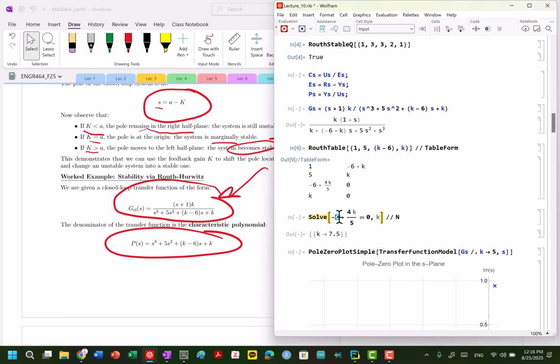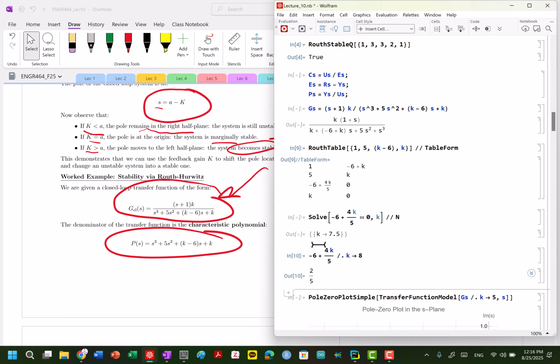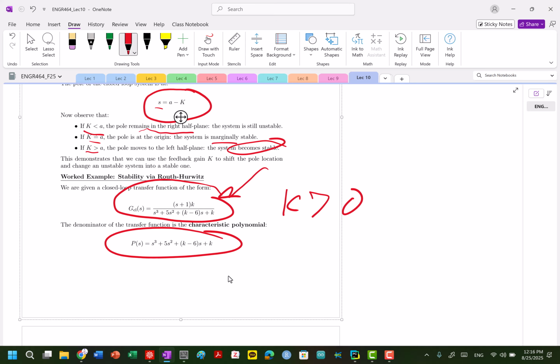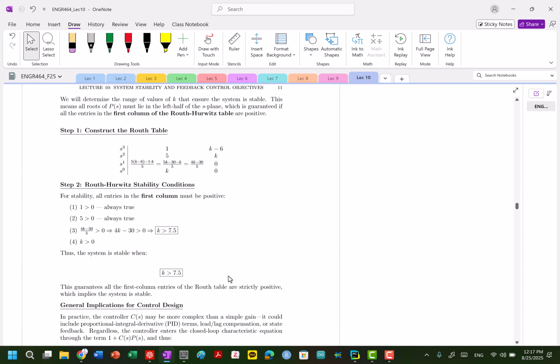And we can just double check that. I always get stuck on the greater than; I can make mistakes occasionally. Yeah, so you can just say less than negative. So it has to be greater than 7.5, and k has to be greater than 7.5. So if these two conditions are met, we're going to be stable. And we can see that here.